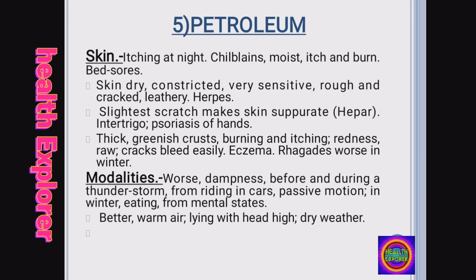Petroleum. Skin. Itching at night. Chilblains, moist, itch and burn. Bed sores. Skin dry, constricted, very sensitive, rough and cracked, leathery. Herpes. Slightest scratch makes skin suppurate. Intertrigo. Psoriasis of hands. Thick, greenish crusts, burning and itching, redness, raw, cracks bleed easily. Eczema. Rhagades worse in winter. Modalities. Worse, dampness, before and during a thunderstorm, from riding in cars, passive motion, in winter, eating, from mental states. Better, warm air, lying with head high, dry weather.